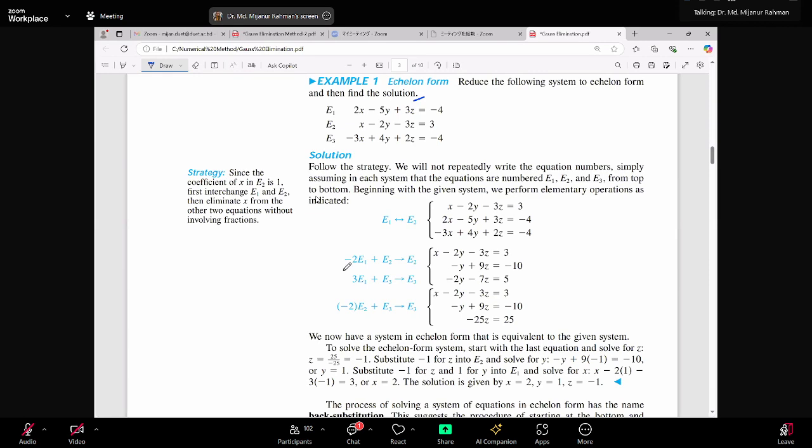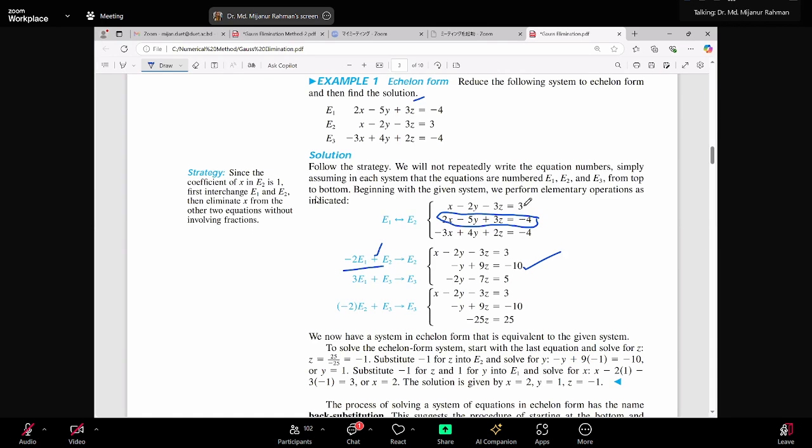So then what can we do? Minus 2 E1 plus E2 equal to. That means we want to convert this equation into something else. What did we do? Minus 2 E1 plus E2. We have E2, and minus 2 E1. That means first we have to multiply this equation by minus 2 E1. That means minus 2x, then 4y, then 6z, or like this. After this, if we add this to E2, then the equation will be like this.